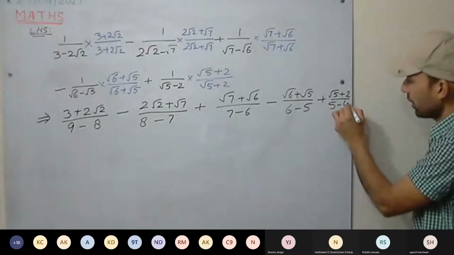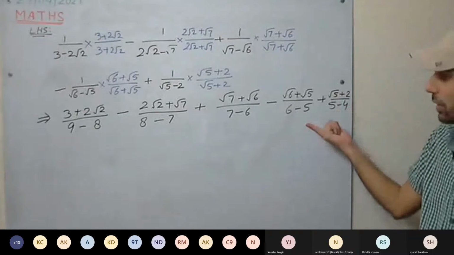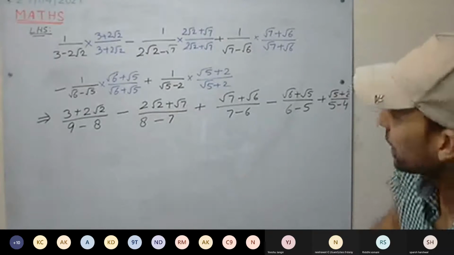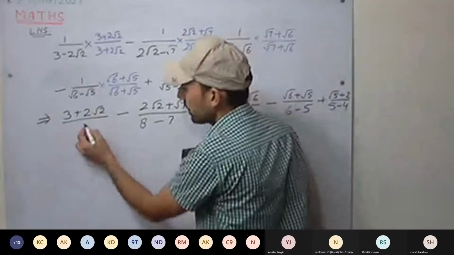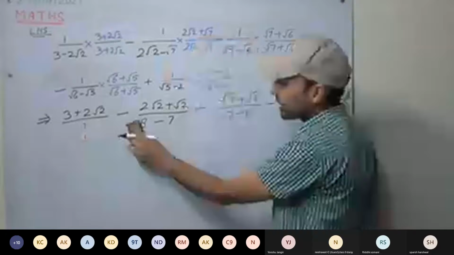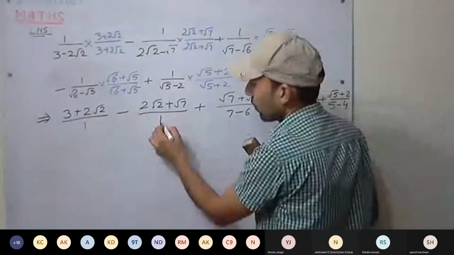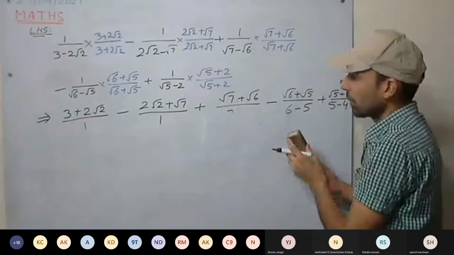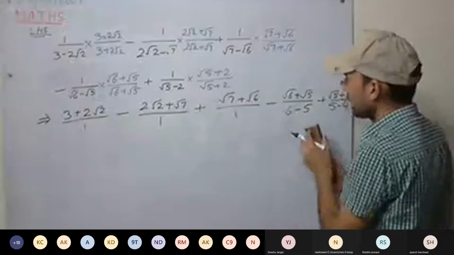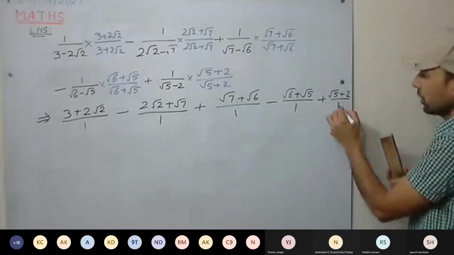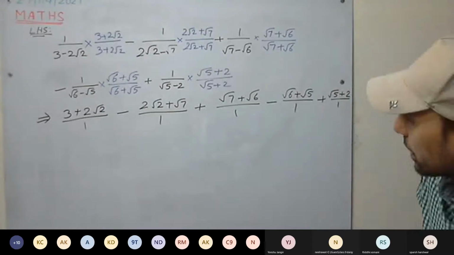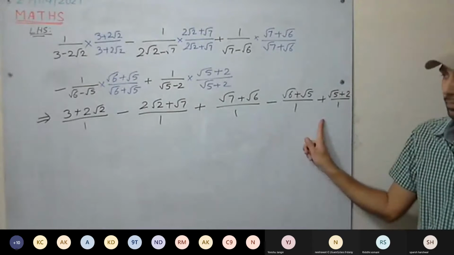Anyone have a doubt? What haven't you understood? So what will be the denominators? 9 minus 8, 1. 8 minus 7, 1. 7 minus 6, 1. 6 minus 5, 1. 5 minus 4, 1. Understood this one?